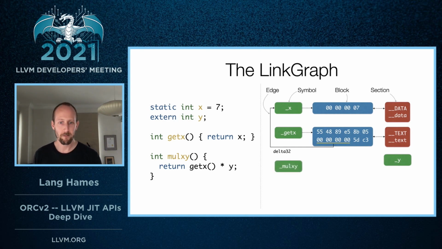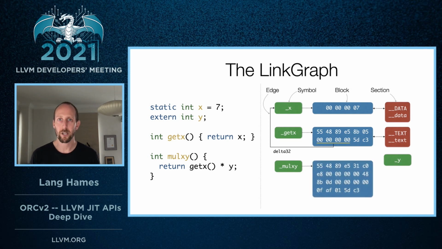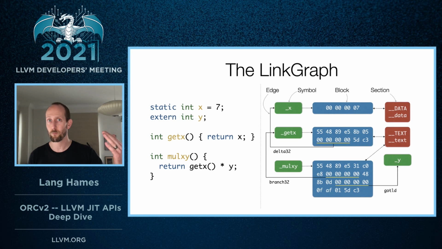Finally, we've got our mulXY function. This has, again, unrelocated machine code bytes as its operand. It's part of the text section. And this time we've got 2 locations that need fixing up. One is for the call to getX. We represent that with a branch 32 edge. So we distinguish branch references from delta 32, which are data references. So we can see every call site in your JIT'd code, symbolically where it's calling to. And once we've assigned addresses to the nodes in this graph, we can see the address that the call lives at and the address of the thing that we're calling to.